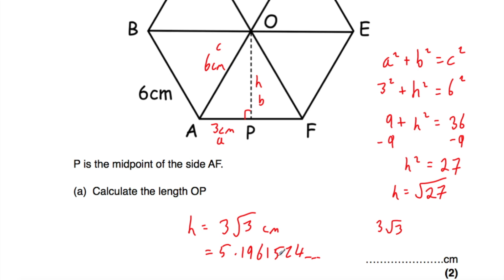Or you could write this answer out in full, 5.196 and so on, or you could round it, so perhaps you could round it to 5.196 to 3 decimal places, and that's it. So we've worked out the length of OP, and we used Pythagoras' theorem to do it. Okay, let's look at part B.